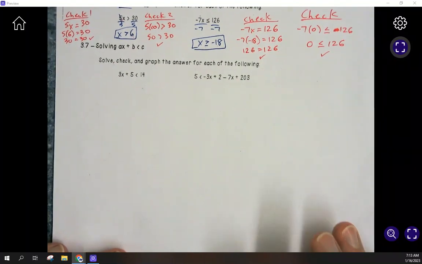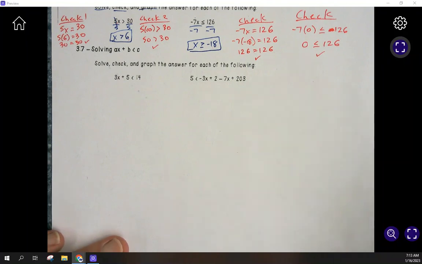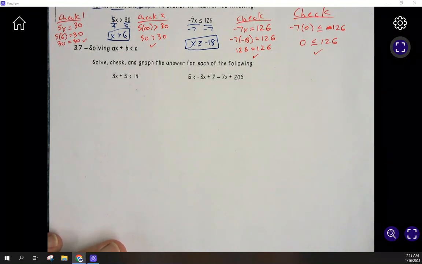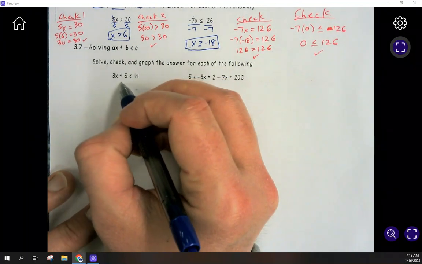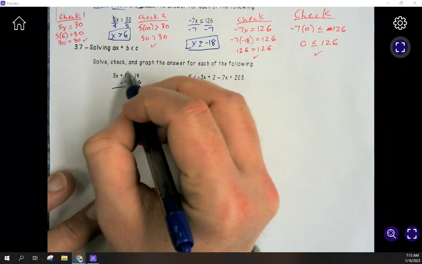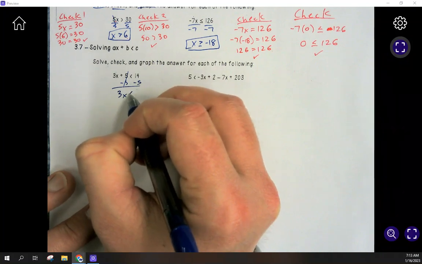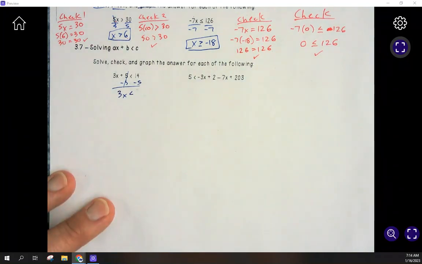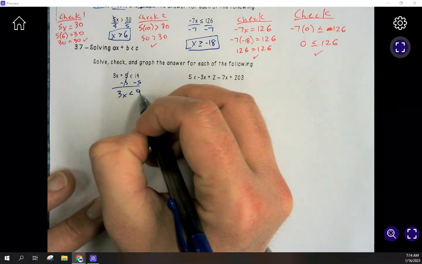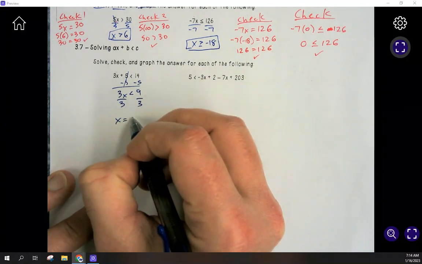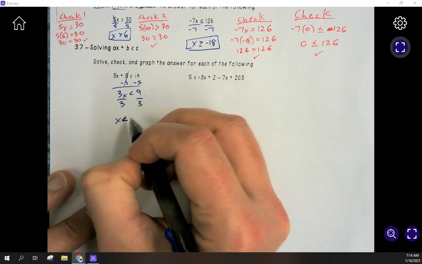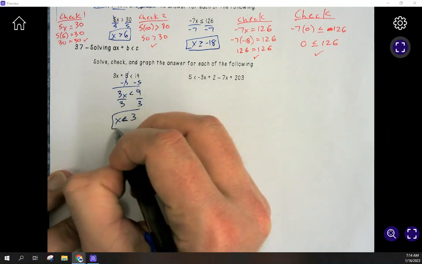All right, and then the last two, same idea. We are just now going to have a longer problem to do. So this is a two-step. We're going to minus 5. Keep this facing the same way. Divide by 3. No flip, all positives here, so x, don't write equals, less than 3.